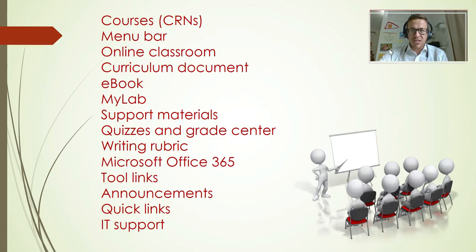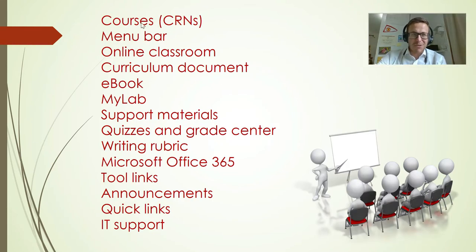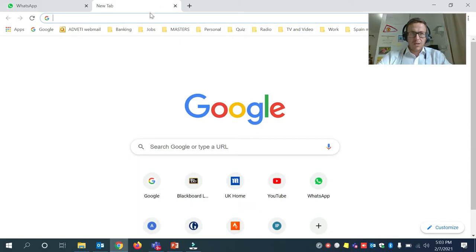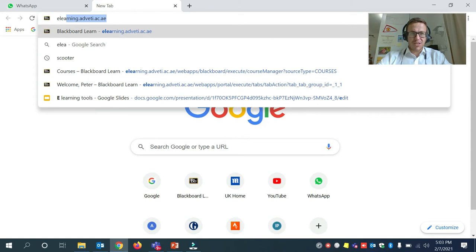Okay, in this guide there's plenty of things I'll go through, but basically I'll look at the courses, the menu bar, the online classroom if you're using online classes, the curriculum document, the ebook, MyLa, some support materials, quizzes, the writing rubric. We also have Office 365, links for tools, using announcements, quick links, and then finally some IT support if you need it. So there's quite a lot to get through, and I'll just show the page as we get through.